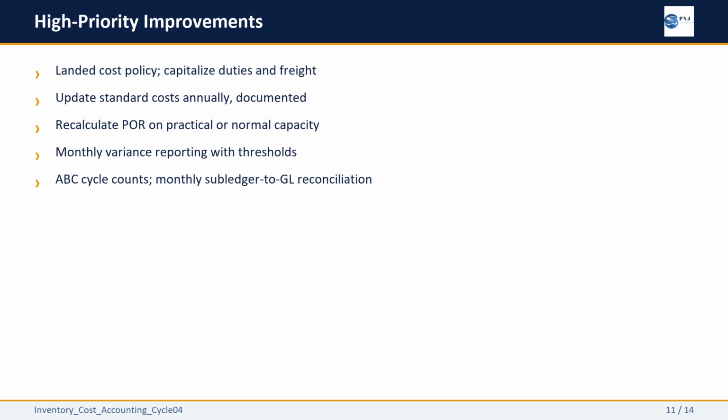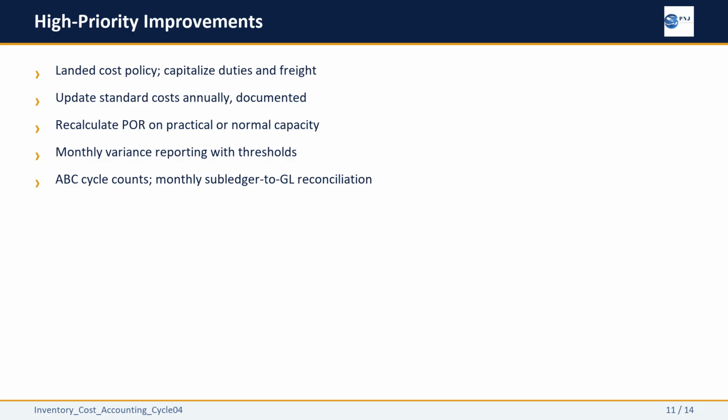Knowing the problems is half the battle. The other half is fixing root causes in priority order. The high-priority improvements attack the most critical control failures. Implement a landed cost policy and enforce capitalization of all duties and inbound freight. Update standard costs annually before each production year, with documentation and approval.